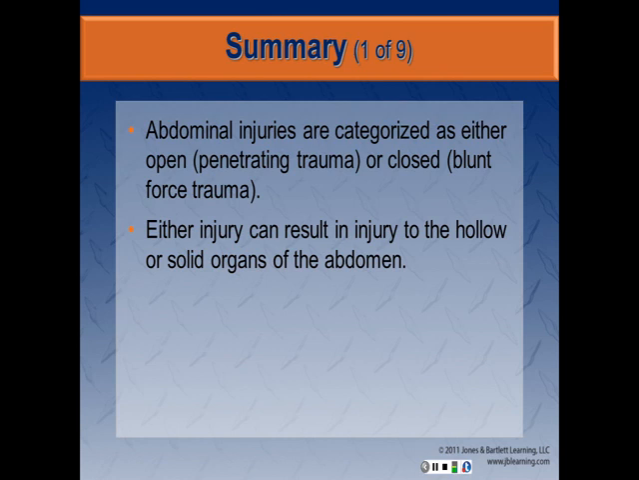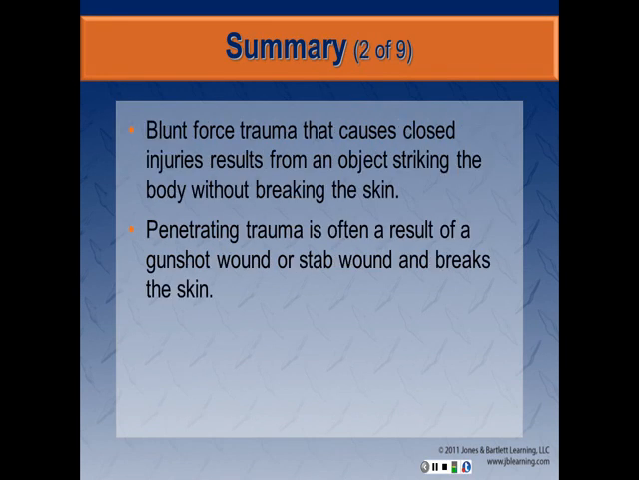In summary for this chapter, you need to remember that abdominal injuries are categorized as either open, penetrating trauma, or closed, blunt force trauma. Either type of injury can result in injury to the hollow or solid organs of the abdomen and can cause significant life-threatening bleeding. Blunt force trauma that causes closed injuries results from an object striking the body without breaking the skin, such as being hit with a baseball bat or when the patient's body strikes the steering wheel during a motor vehicle crash. Penetrating trauma is often a result of a gunshot wound or a stab wound, and other mechanisms of injury, such as a fall on an object, can also cause penetrating trauma to the abdomen.